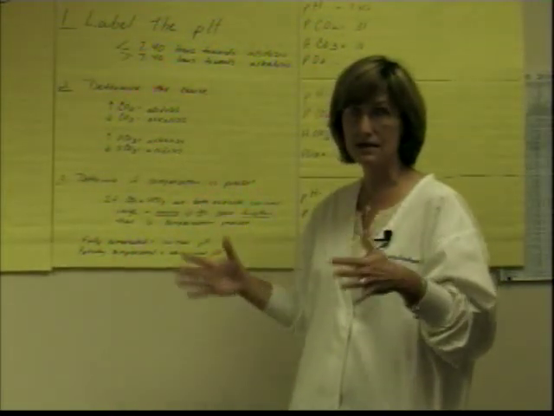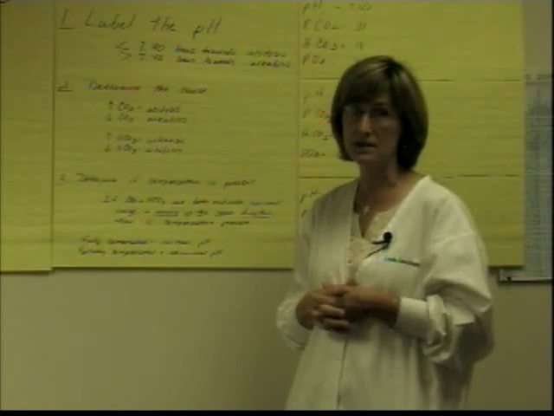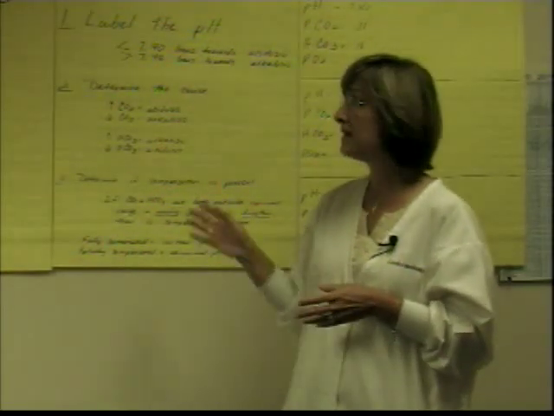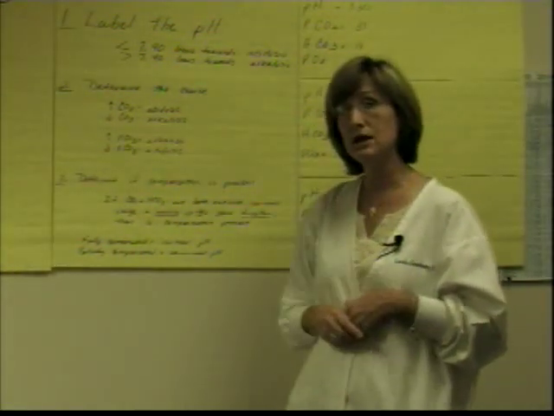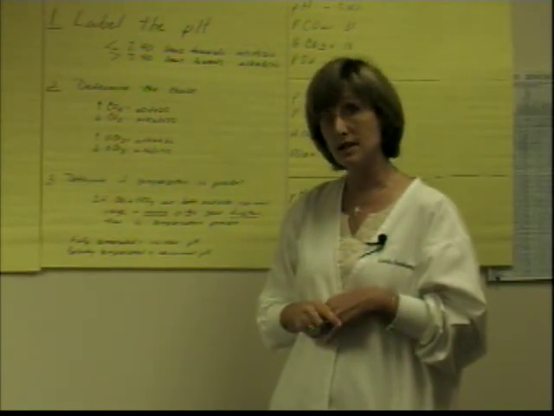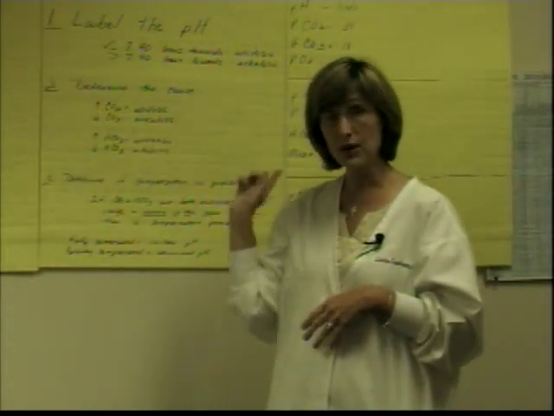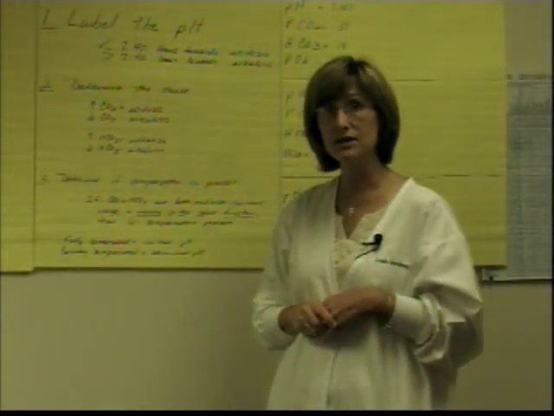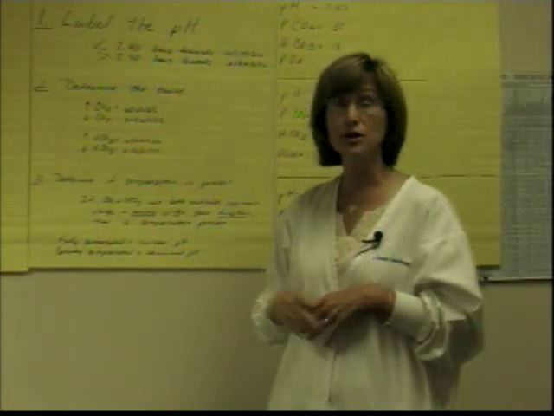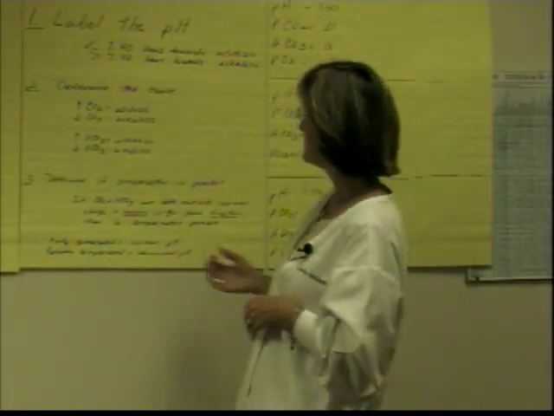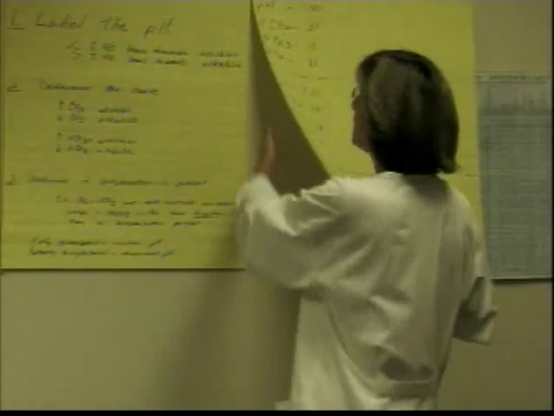And so that is sort of how we determine if there's compensation on an arterial blood gas. And then the last step, as always, is to look at the PO2 and determine if your patient is hypoxic or not. So now we actually have a couple of ABGs here, and we are going to interpret them and apply our 3 easy steps. So let me just move this paper over.